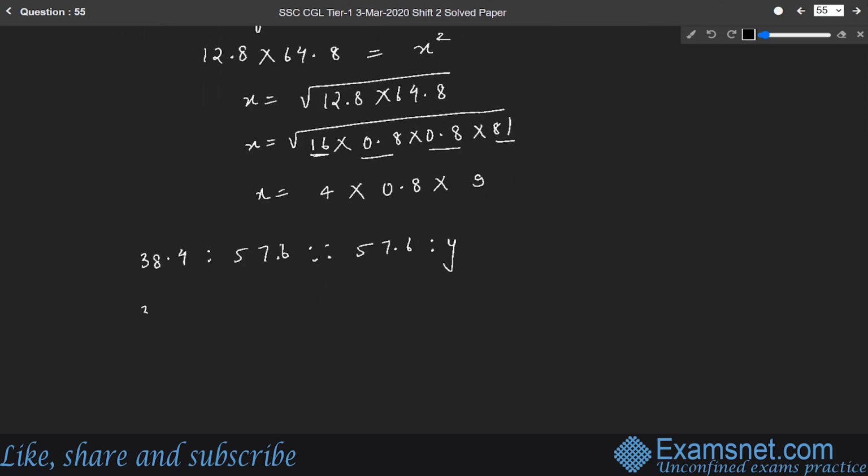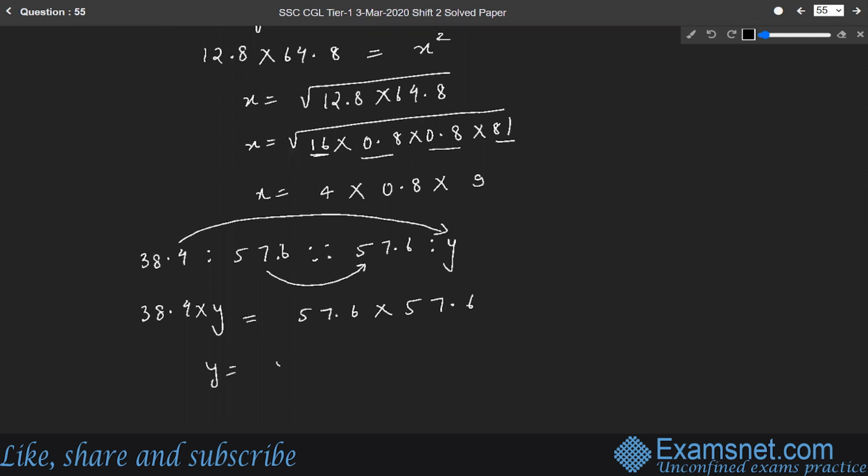Okay. Now again we have to find the product of extremes and product of means. What is product of extremes? 38.4 into Y. Right. This is the product of extremes. This will be equal to product of means. What will be the product of means? It will be 57.6 multiplied by 57.6. So from here, Y will be equal to 57.6 multiplied by 57.6 divided by 38.4.